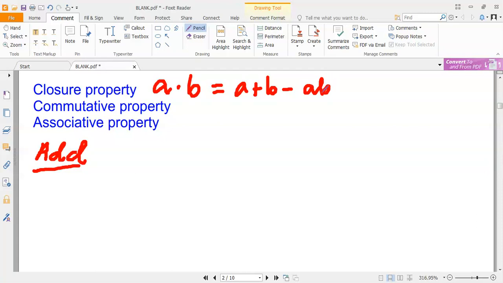So in that case, closure property ensures that if this operation is defined on the set of integers, that is the set Z, then for closure property to hold, if a belongs to Z and b belongs to Z, so if I write a comma b belongs to Z, then for closure property to hold, a dot b also needs to belong to Z. That is what we mean by the definition of a closure property.